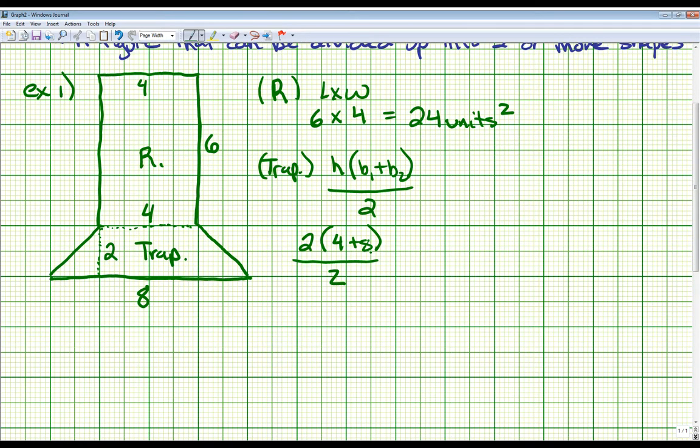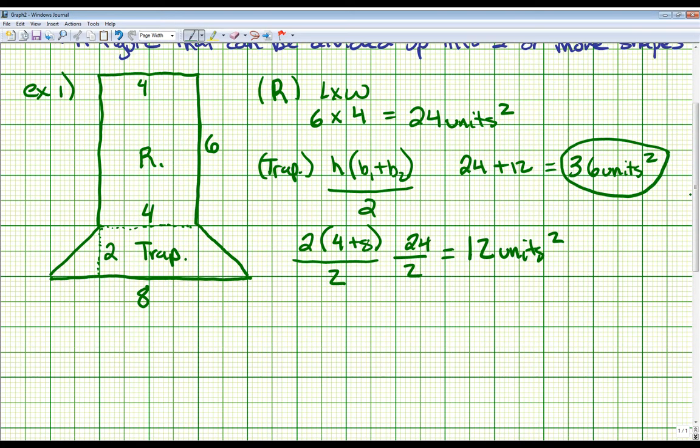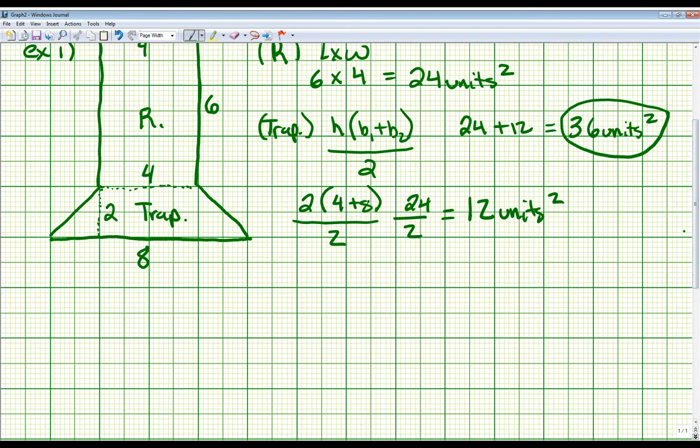So 4 plus 8 is 12, and then we can multiply that by 2, which gives me 24. And so I've got 24 cut in half, which gives me 12 units squared. I'm very close to being done, but I have to add these two together to get my total composite area. So I have 24 plus 12, which gives me a final answer here of 36 units squared. Make sure you label that final answer. And we've got it.